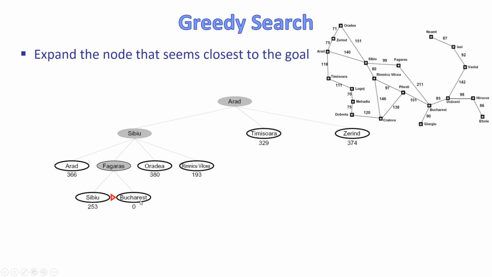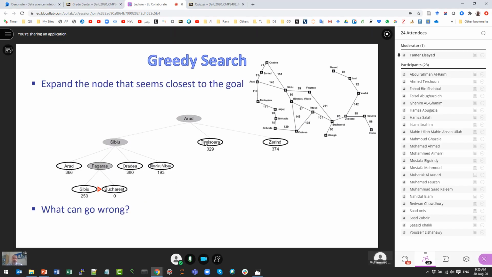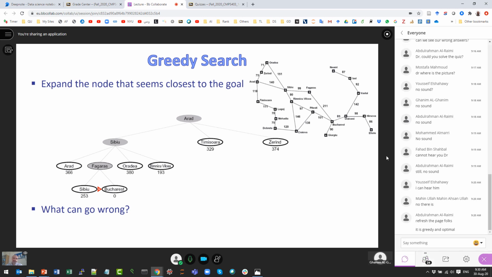It's greedy because it only looks at what could happen in the future. It actually expands the node that has the least cost in the future, going from that node to the goal. Now the question is, what can go wrong here? What is the problem with this strategy? Any idea? Okay, Saad?